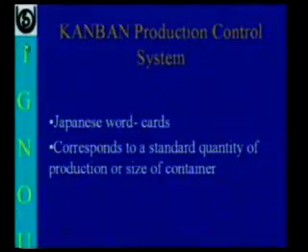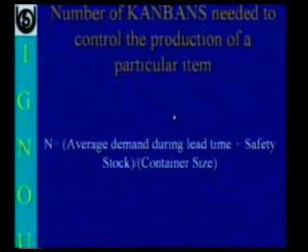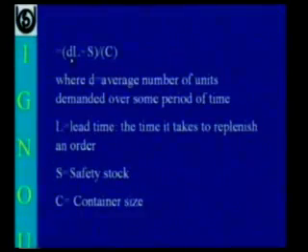Now these are the Kanban systems we have already discussed. These are Japanese Kanban cards, and they correspond to the standard quantity of production or the size of the container. They contain basic information such as part number, a brief description of the process, type of container, and quantity per container. Now I will explain how you calculate the number of Kanbans required for production. N is the number of Kanbans required, and this is the formula.